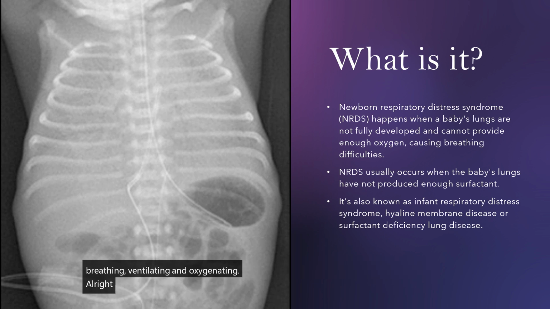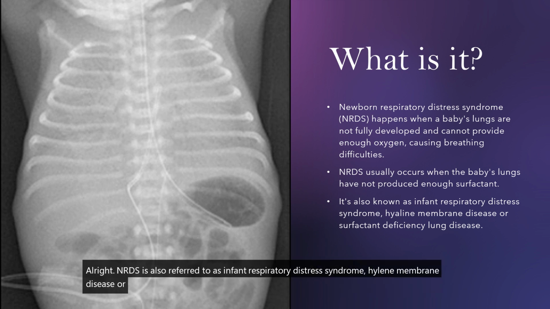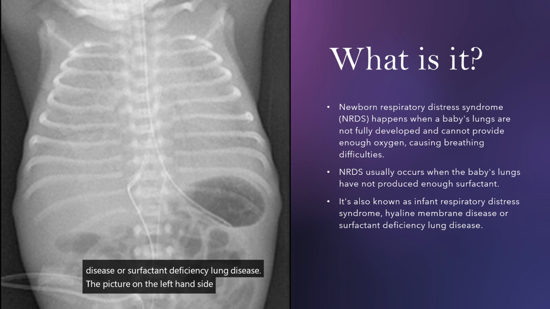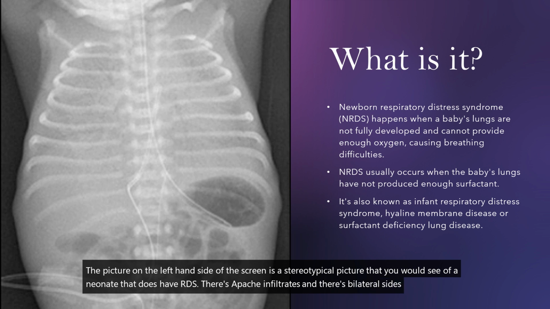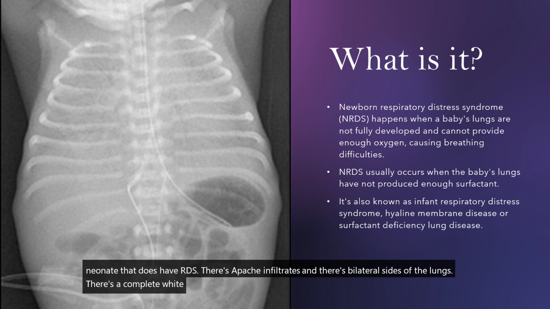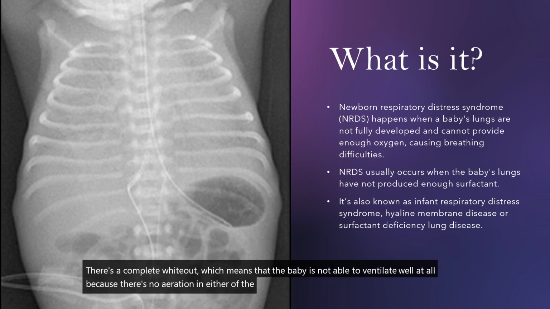NRDS is also referred to as infant respiratory distress syndrome, hyaline membrane disease, or surfactant deficiency lung disease. The picture on the left-hand side of the screen is a stereotypical picture that you would see of a neonate that does have RDS. There are patchy infiltrates, and on bilateral sides of the lungs there's a complete whiteout, which means that the baby's not able to ventilate well at all because there's no aeration in either of the lungs. That's all fluid buildup.